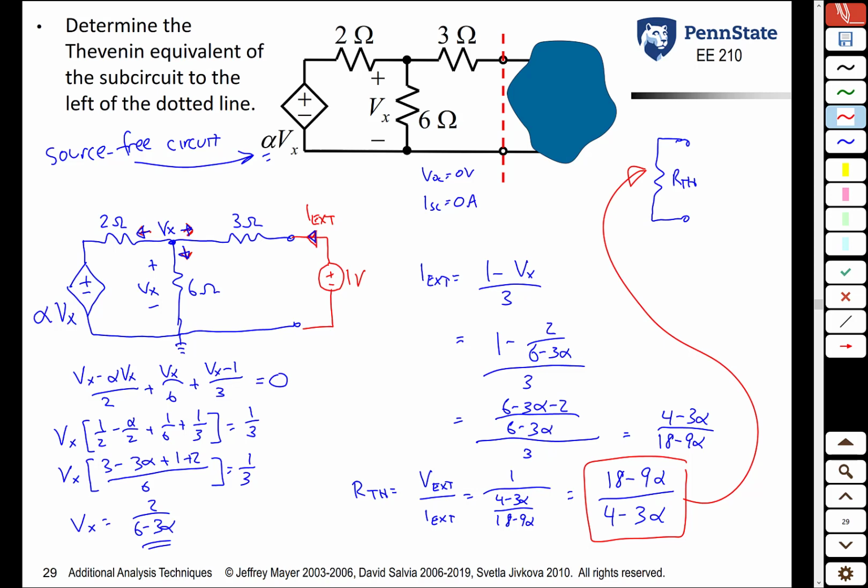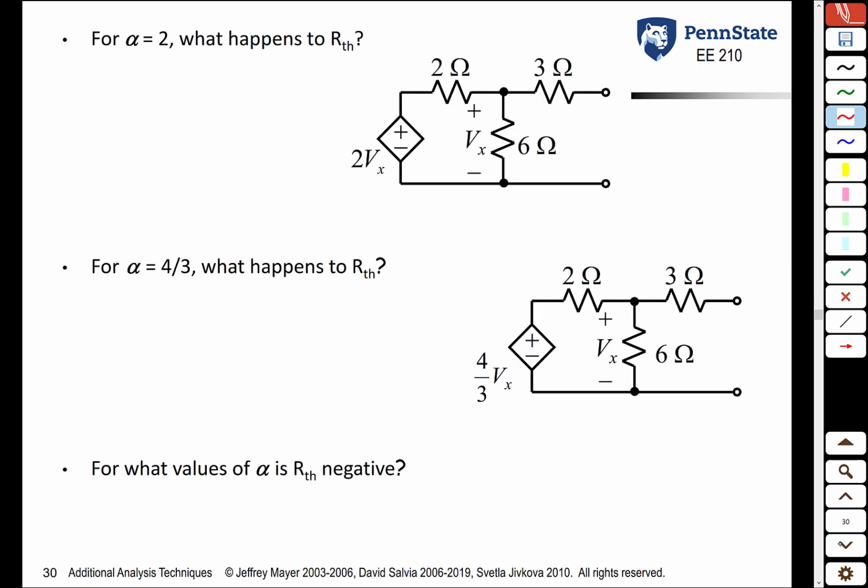Once again, because we have only resistors and dependent sources, the only method that we can use is this third method, this external stimulation method, because this is what's called a source-free circuit. Let's just look at this problem a little bit more, and let's see what happens for a couple different values of alpha. What happens if alpha is 2?